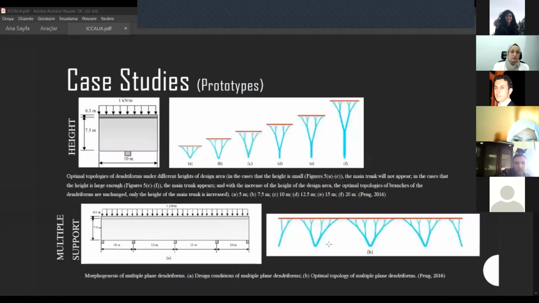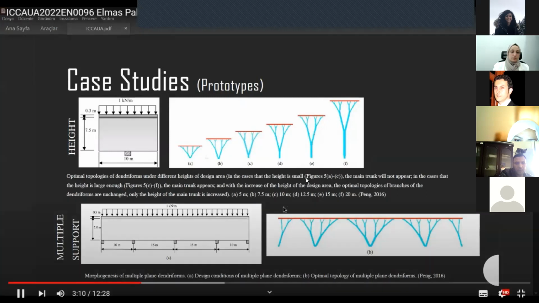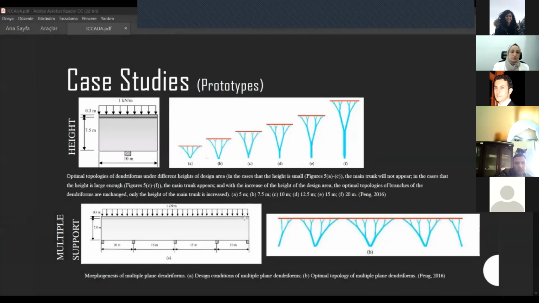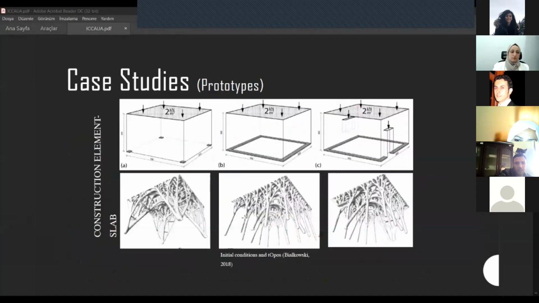The first of the examined samples belongs to Peng. Here we examined the results obtained by varying the height between the support and the beam, keeping the load, span, and thickness constant. It can be seen that there is no main trunk formation in A, B, and C. Only branches are present. In the second example, the result of having more than one support point is observed. Here is Bukowski's study.